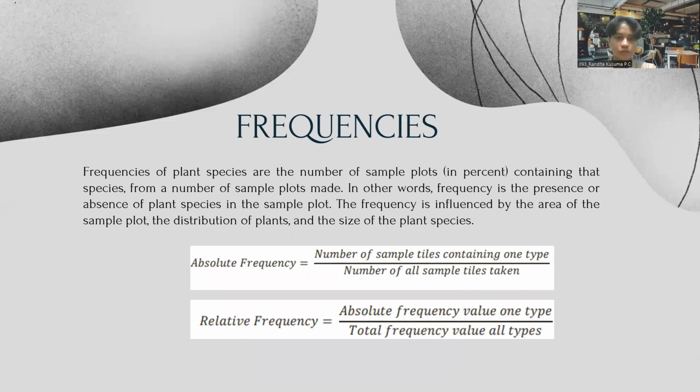The third quantitative parameter is frequency. Frequency of plant species is the number of sample plots, or in percent, containing that species from a number of sample plots made. In other words, frequency is the presence or absence of a plant species in the sample plot. The frequency is influenced by the area of the sample plot, the distribution of plants, and the size of the plant species. The absolute frequency is the number of sample plots containing one type divided by the number of all sample plots taken. And the second is relative frequency, which is the absolute frequency value of one type divided by the total frequency value of all types.